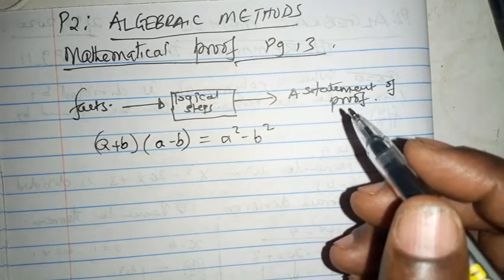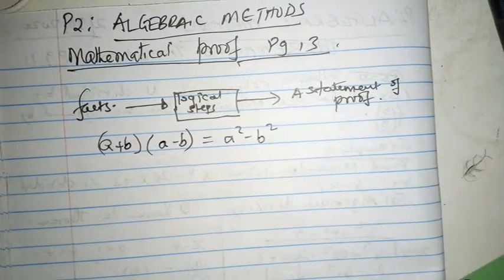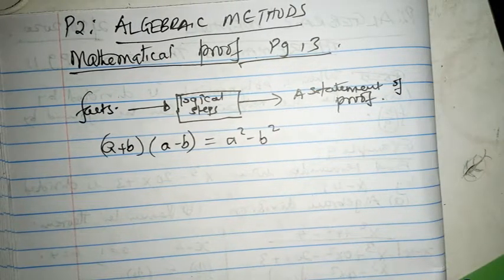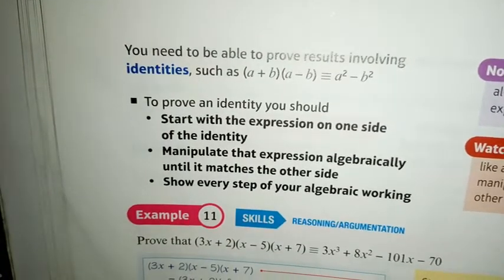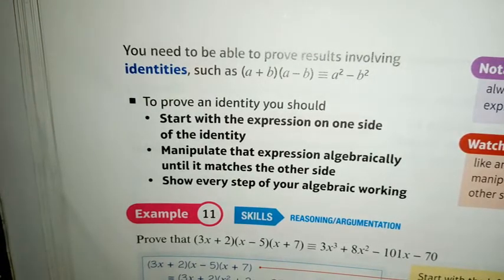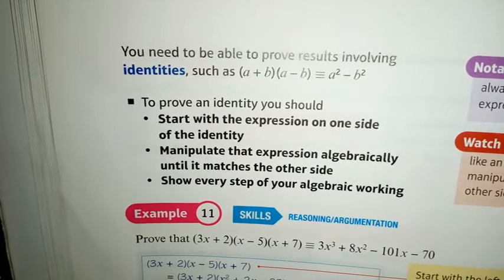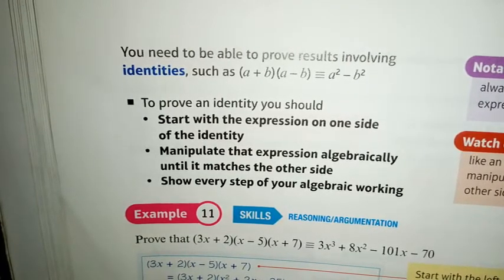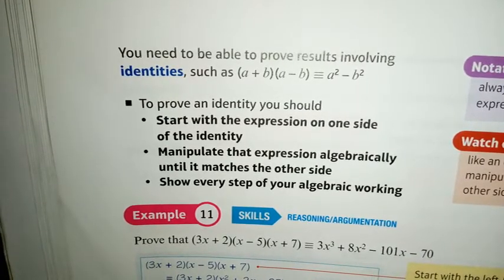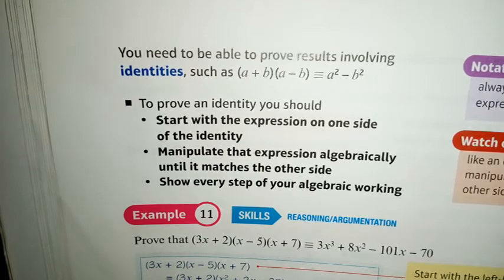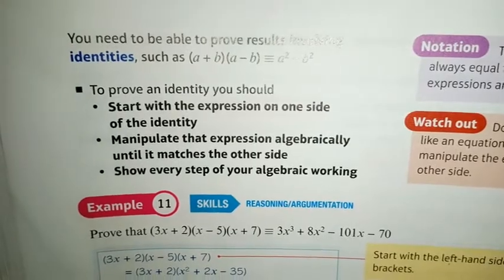Again on page 14, in bold: to prove an identity, you should, first, start with the expression on one side of the identity. Second, manipulate that expression algebraically until it matches the other side. And third, show every step of your algebraic working. Having done that, you will have proven an identity.